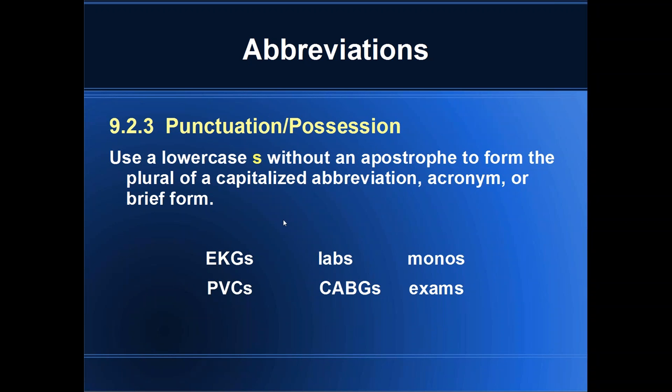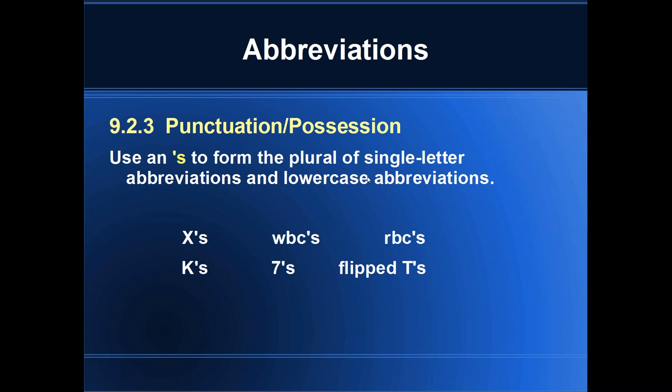But you'll see here, just in terms of possession and punctuation and plurals, you use a lowercase s without an apostrophe to form the plural of a capitalized abbreviation, acronym or brief form. So EKGs, PVCs, CABGs, and these are short forms, of course. So just a regular s with capitalized abbreviations, but use an apostrophe s to form the plural of single letter abbreviations and lowercase abbreviations. So numbers, single letters, apostrophe s is there. And here, because WBC is not Latin, of course, there's an apostrophe s there for lowercase and single letter abbreviations. Okay?